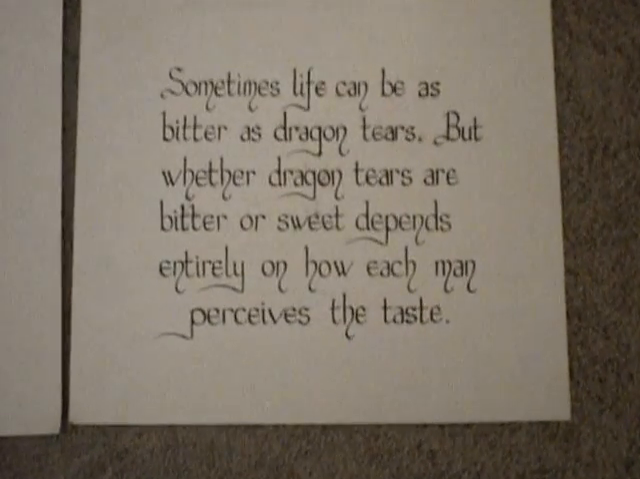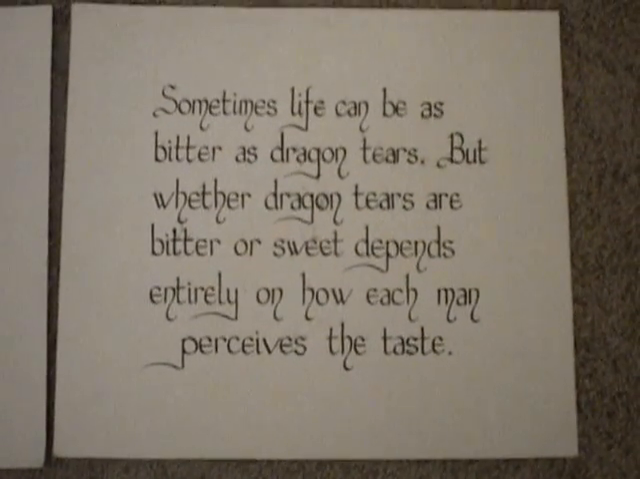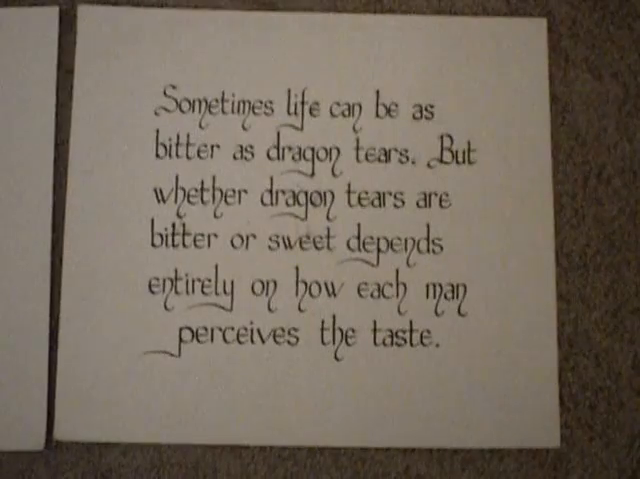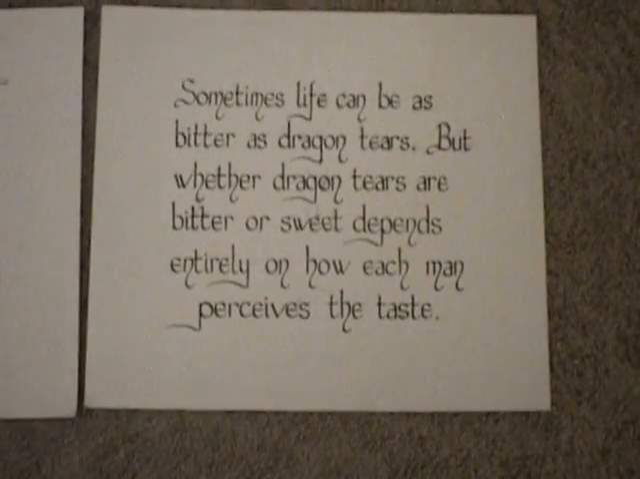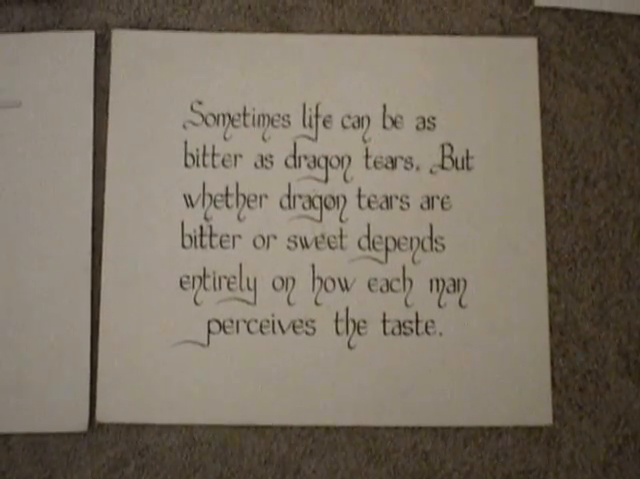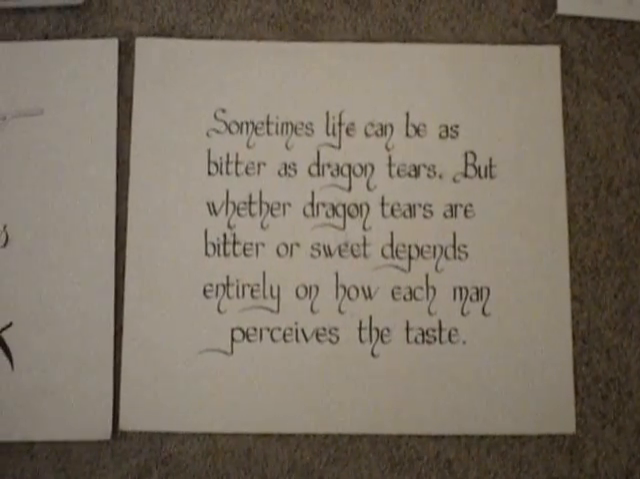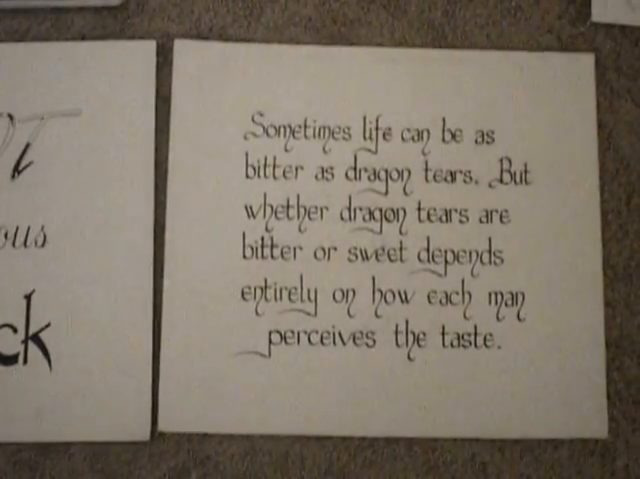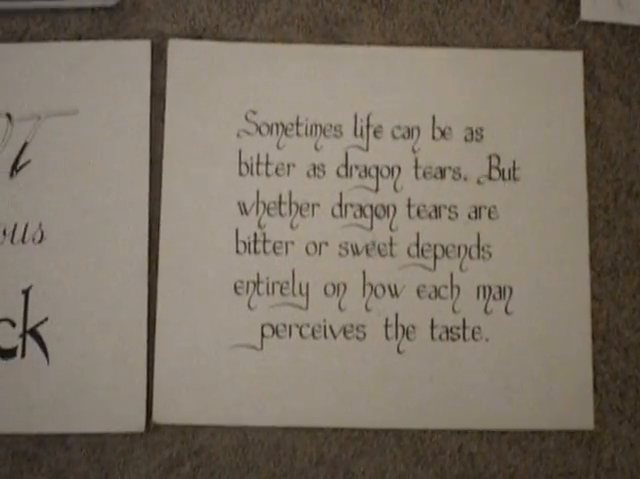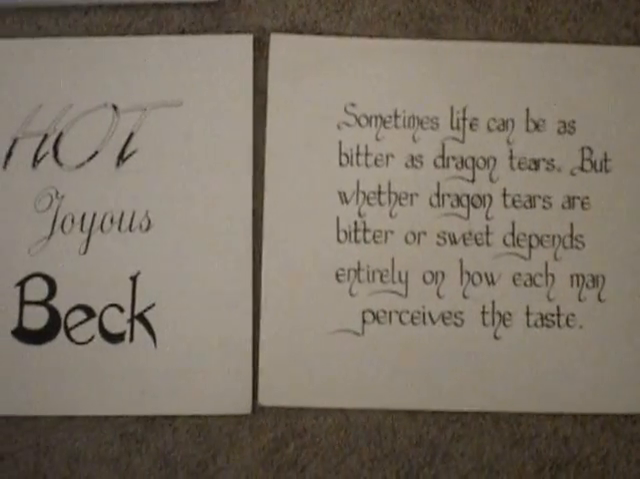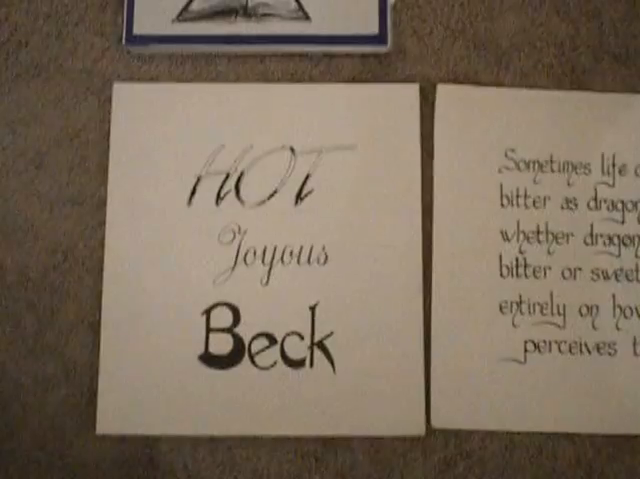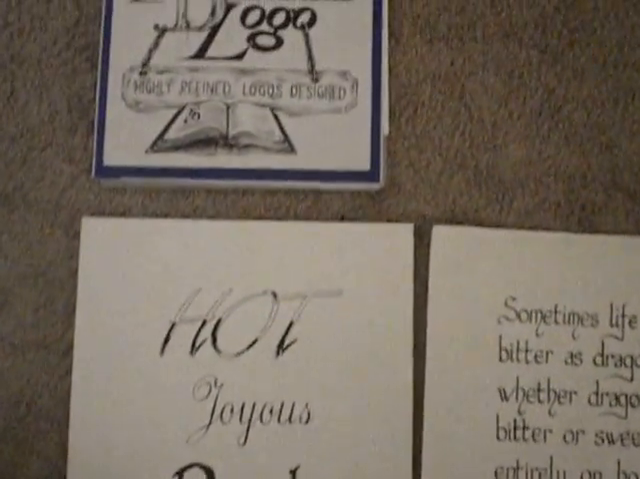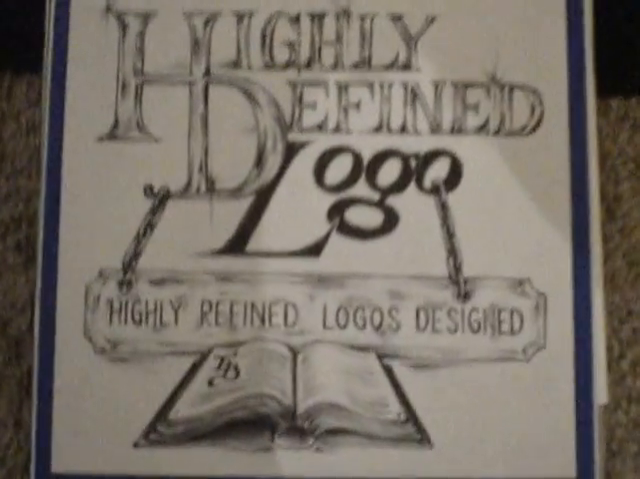Here we got some typography work. This was a script that I made myself. The actual words come from a Dean Koontz book called Dragon Tears. The quote is not my own, but the lettering is. I further developed it and made it a font for a book series that I'm helping illustrate. This is just using different typefaces to actually create words using those typefaces.